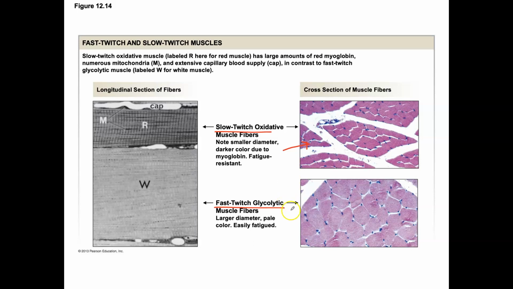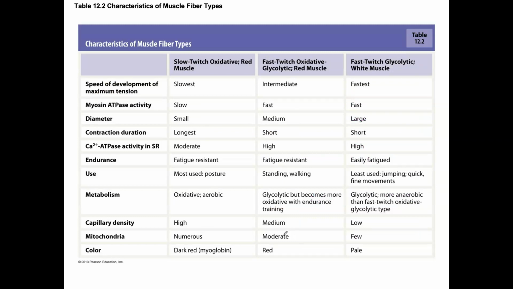The fast twitch glycolytic are going to be larger in diameter. They have more myofibril content, so their force of contraction, the tension that's generated in those cells, is going to be greater, but their myoglobin content is lower. Therefore, they look more pale under the microscope, and they use anaerobic metabolism more frequently, so they're going to easily fatigue.